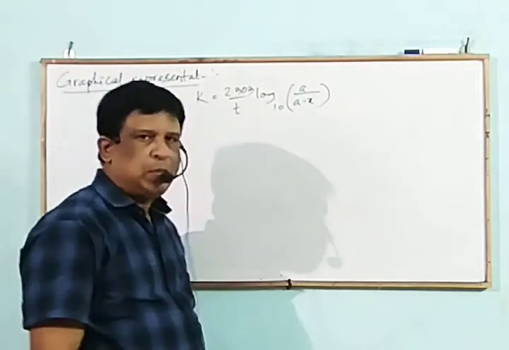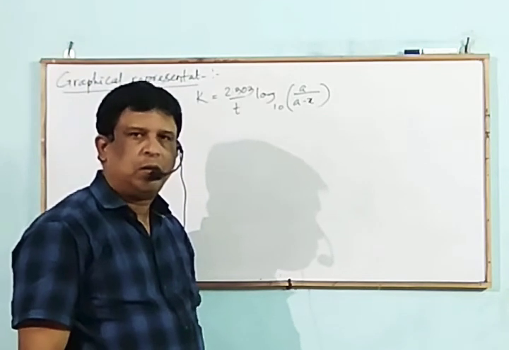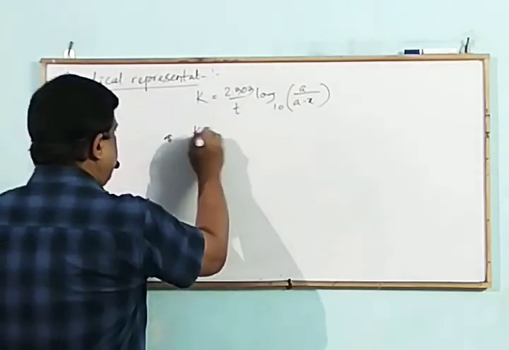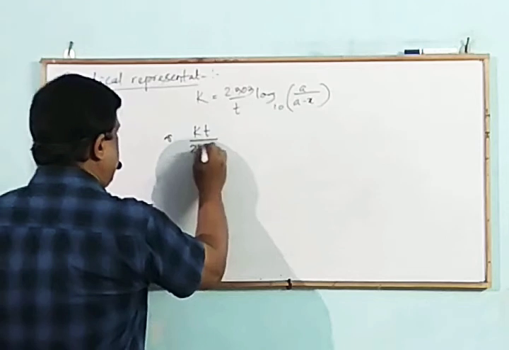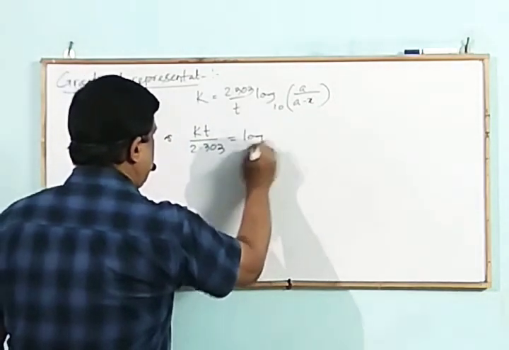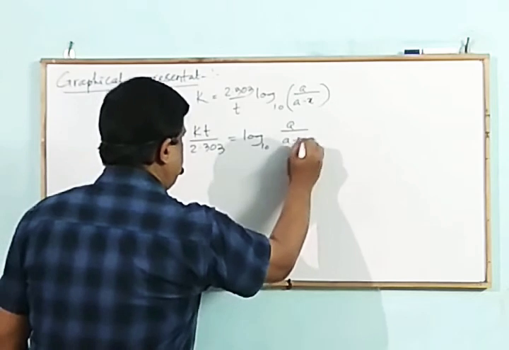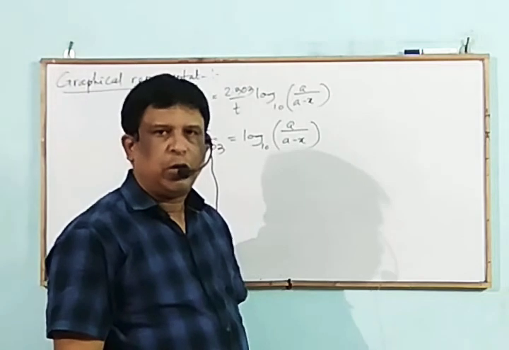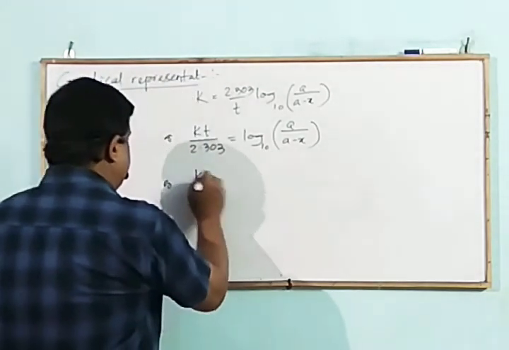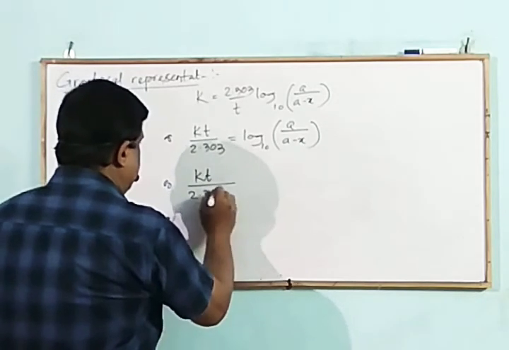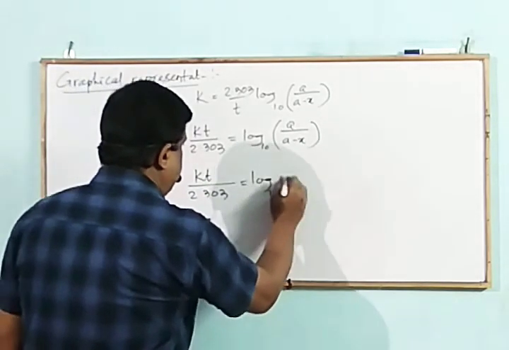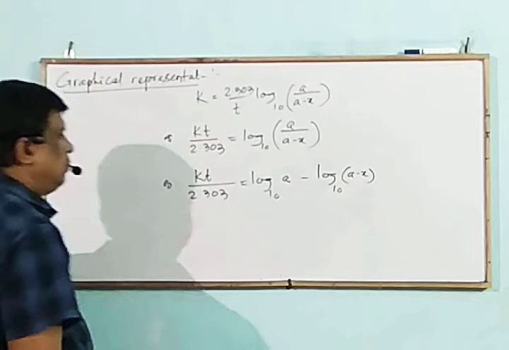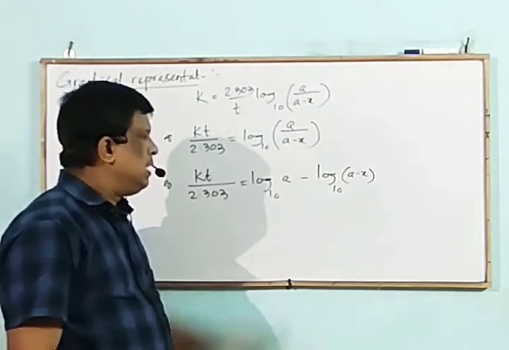This is the required expression for first order kinetics in normal form. By rewriting this one, kt by 2.303 is equal to log base 10 a by a minus x. Log a by b is equal to log a minus log b, so kt by 2.303 is equal to log base 10 a minus log base 10 a minus x. Mark that. Again rearranging the above equation.